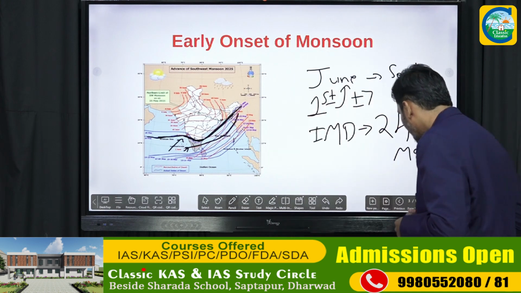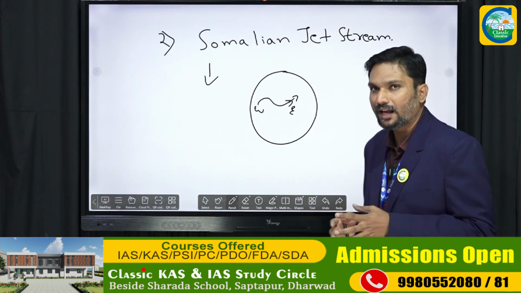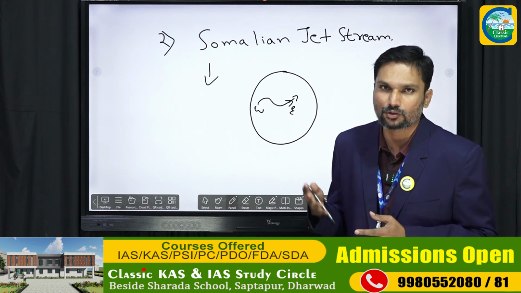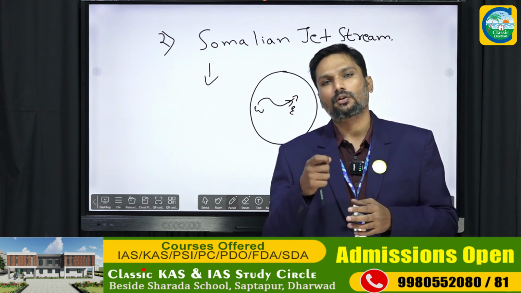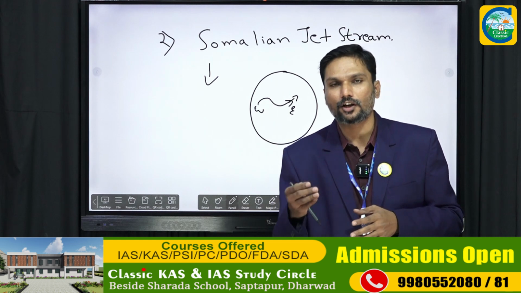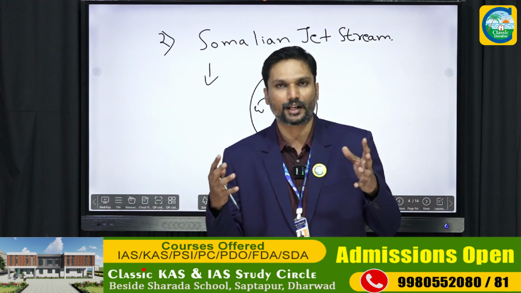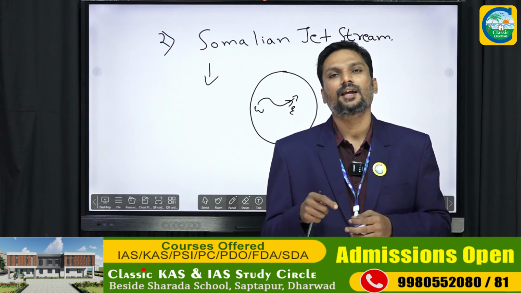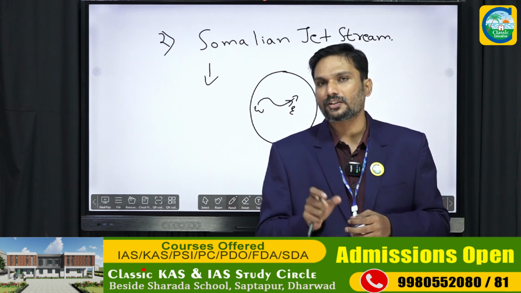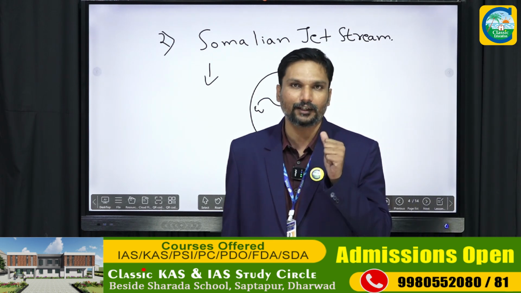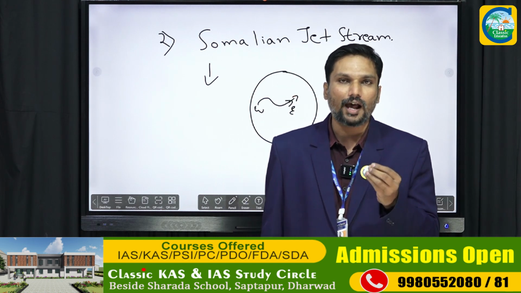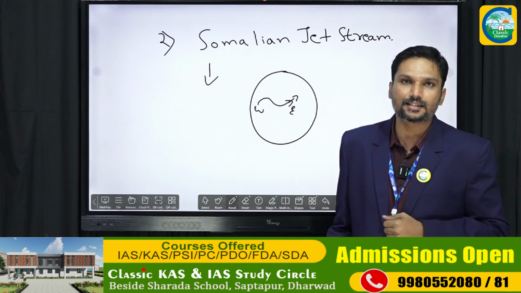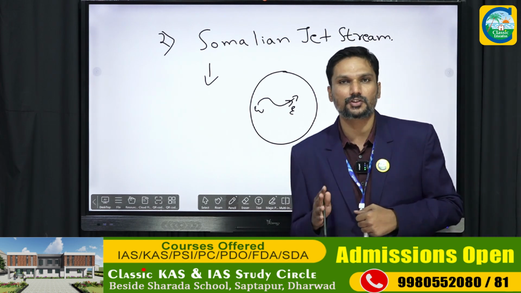So this is another important point which you will have to keep in mind from your exams perspective. You might get a question on this asking what were the reasons for the early onset of monsoon this year. If you get a question like this, you should tick mark the correct option, which is the option containing the Madden-Julian oscillation and/or the Somalian jet stream. Is that understood? Right.